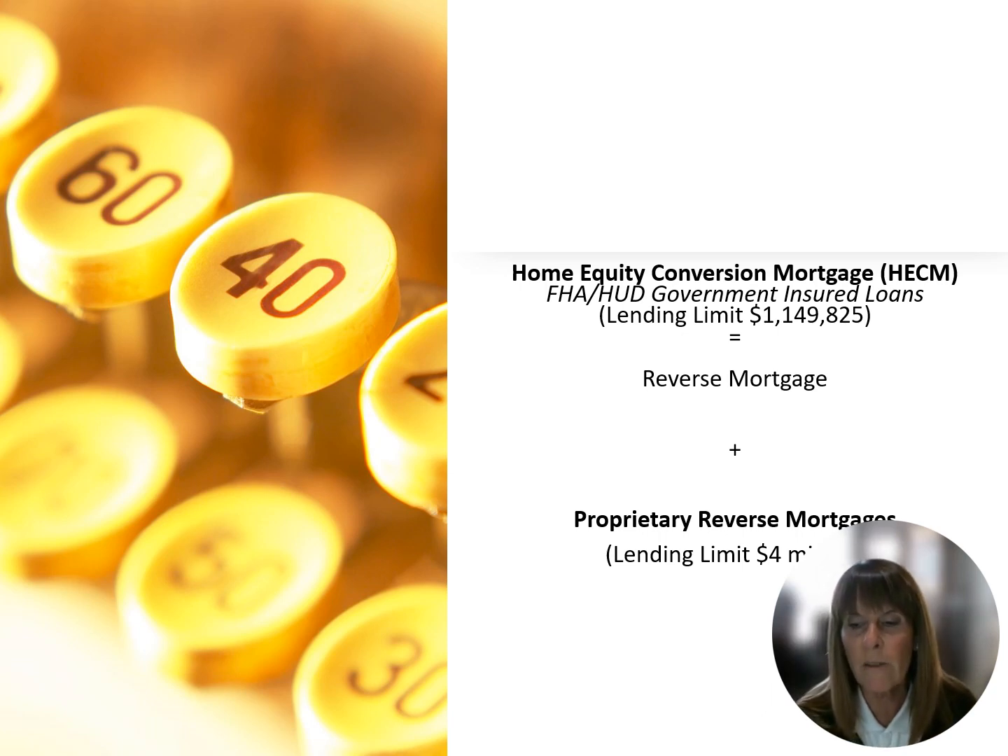The proprietary reverse mortgages would be something that you might equate to a conventional reverse mortgage. There's no mortgage insurance. You can go with higher loan values or more expensive properties. It usually doesn't kick in until about $1.5 million to $2 million and can go up to $4 million. So these products are used in those more expensive home markets.